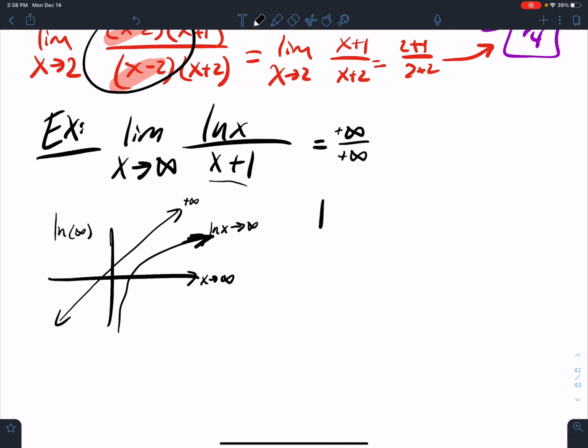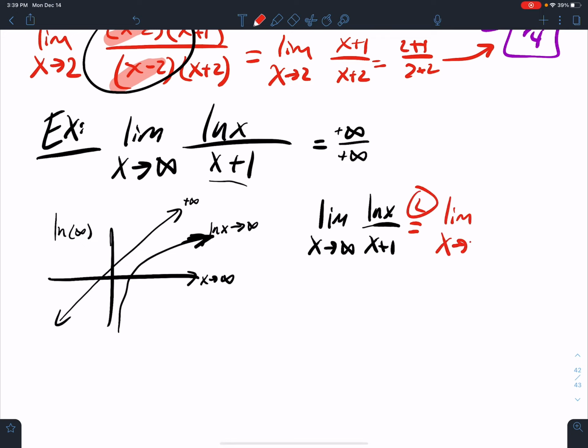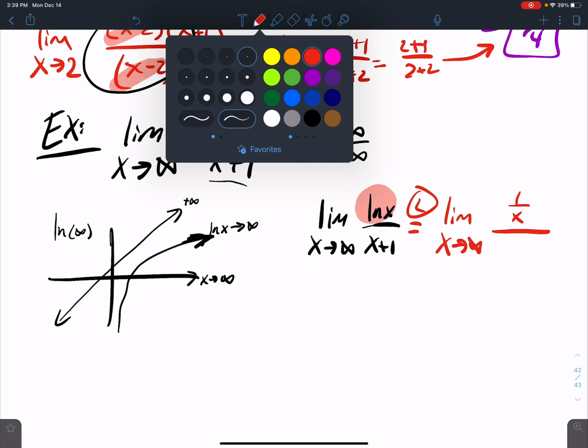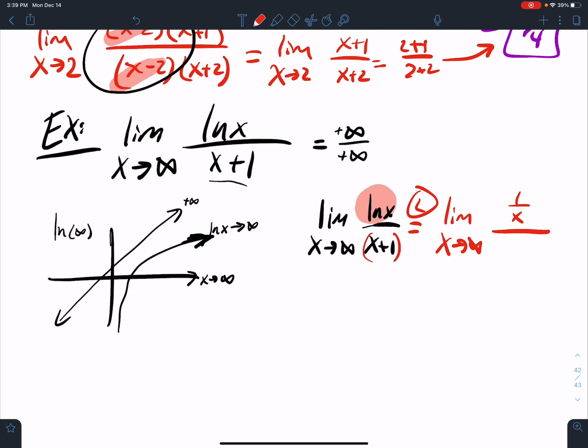So what does L'Hopital's rule say? So the limit as x goes to infinity, ln x over x plus 1. So I'm going to use L'Hopital's, and whenever I do this, I have x going to infinity. What's the derivative of ln x? That's 1 over x. What's the derivative of x plus 1? That's just 1. So what does this equal? This is equal to the limit as x goes to infinity of 1 over x, divided by 1, is just 1 over x.